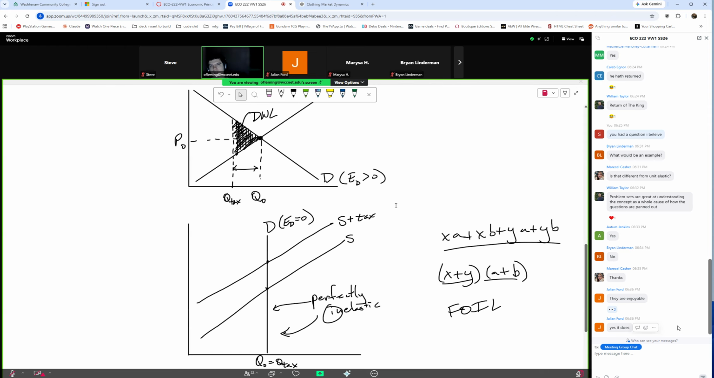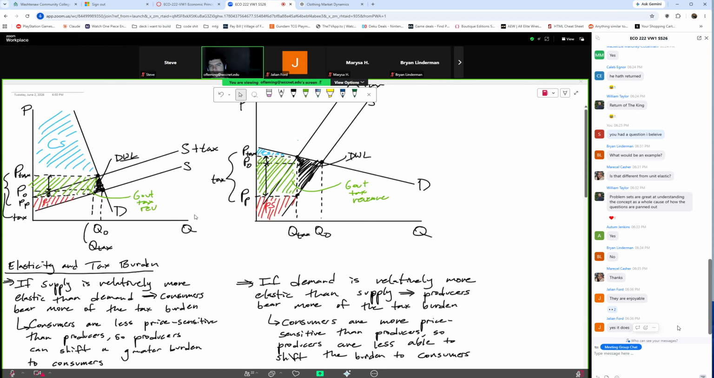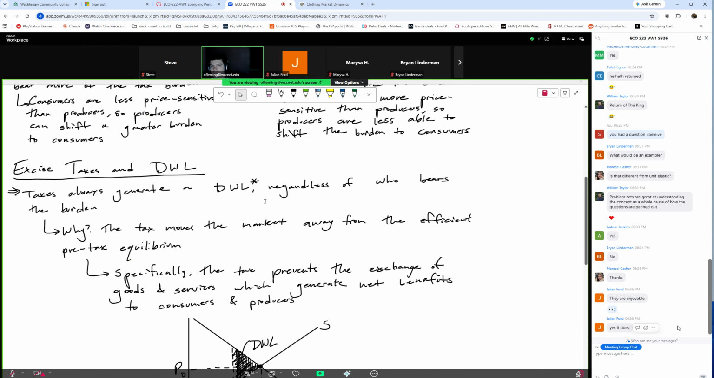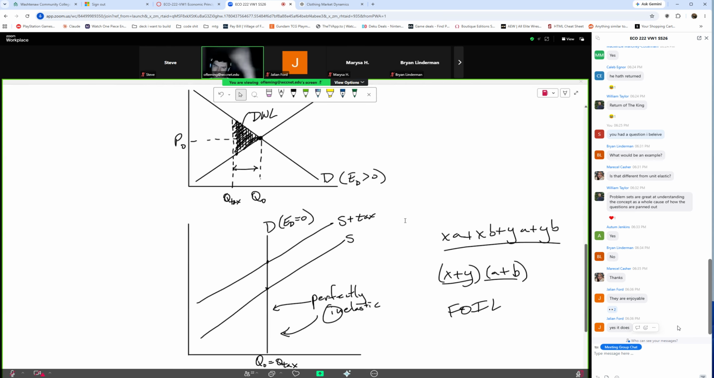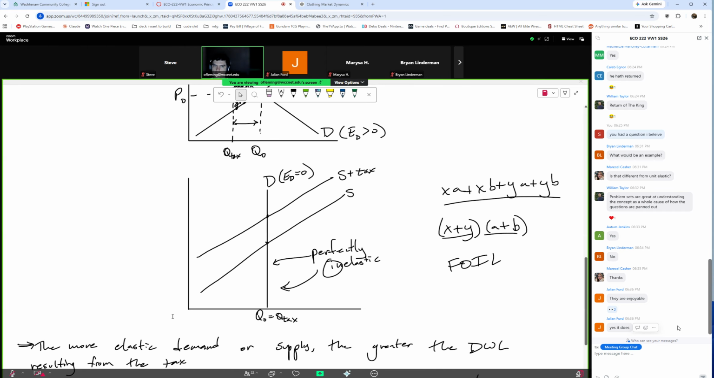Then I pose the question: when would there actually be no deadweight loss as a result of the tax? The answer is that the tax would have to be such that it doesn't change the equilibrium, that it doesn't change the quantity. It doesn't result in a lower Q tax. That can only happen when demand or supply is perfectly inelastic. Perfectly inelastic means that the price elasticity of demand is equal to 0.